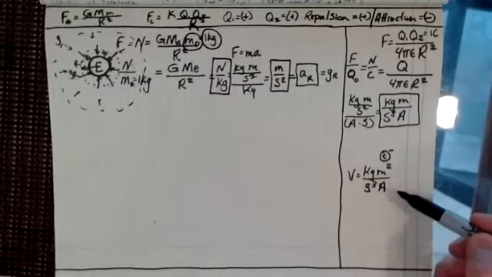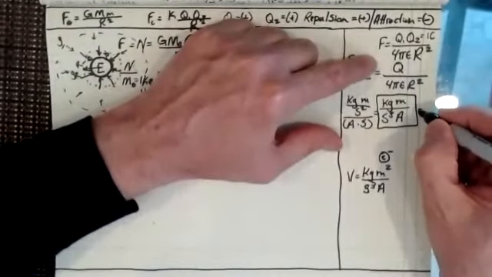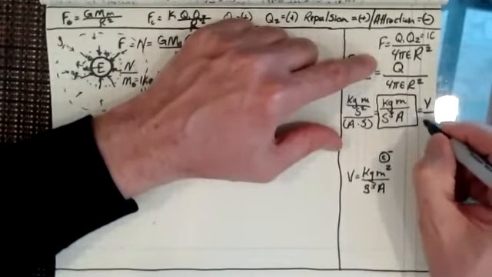So I think everybody can see then that what I've got up here, a kilogram meter per seconds cubed amp, is really a volt per meter.